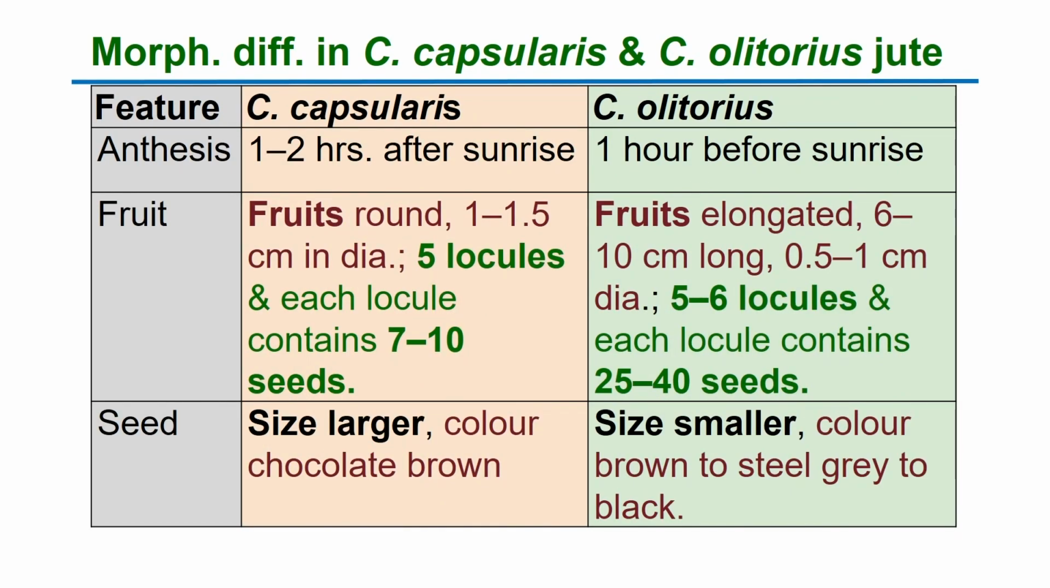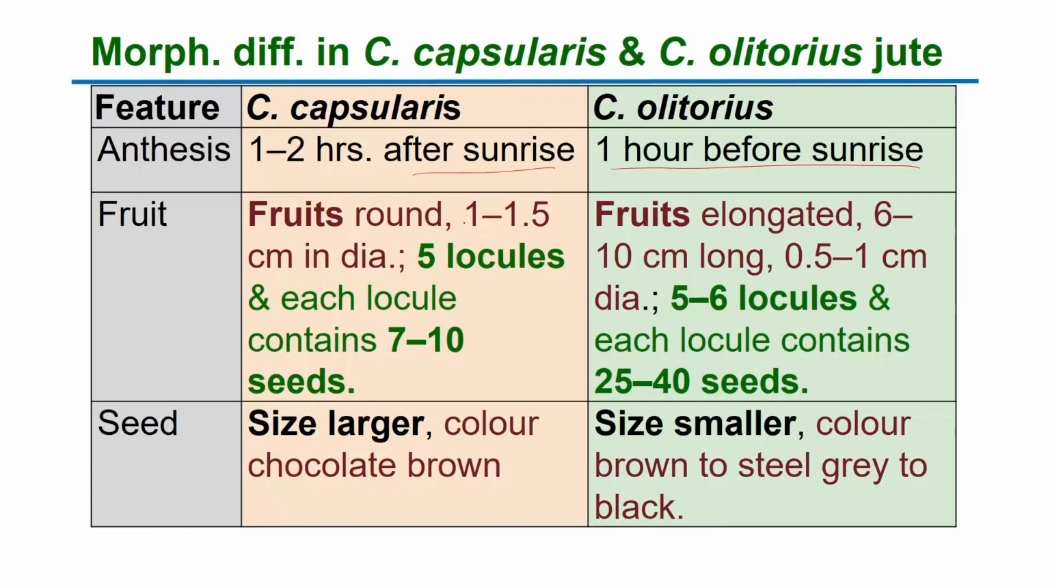Now, fruit and anthesis. Anthesis is 1 to 2 hours after sunrise in case of Capsularis, and it is 1 hour before sunrise in Olitorius. So, this is the difference in anthesis, that is the opening of the flower. Now, differences in fruit. Fruits are round, 1 to 1.5 centimeters in diameter, with 5 locules or 5 parts, and each locule contains 7 to 10 seeds.